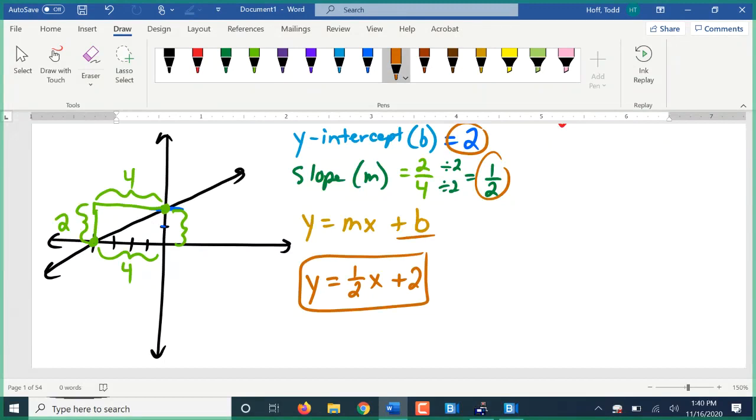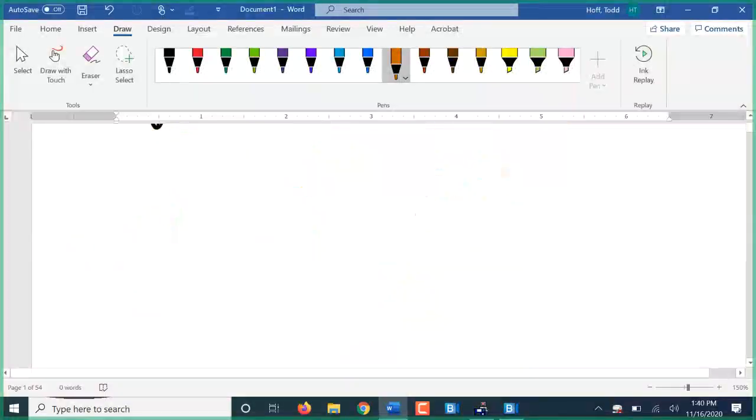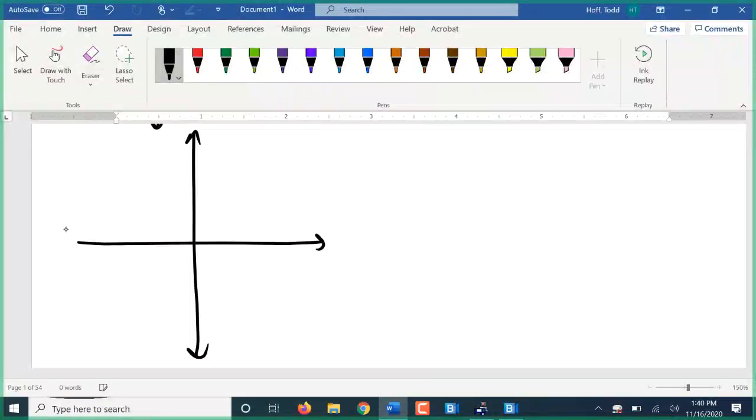I'm going to have you try one in your notes, see if you remember how to do it. I'll give you a minute or so to find the equation of that line.